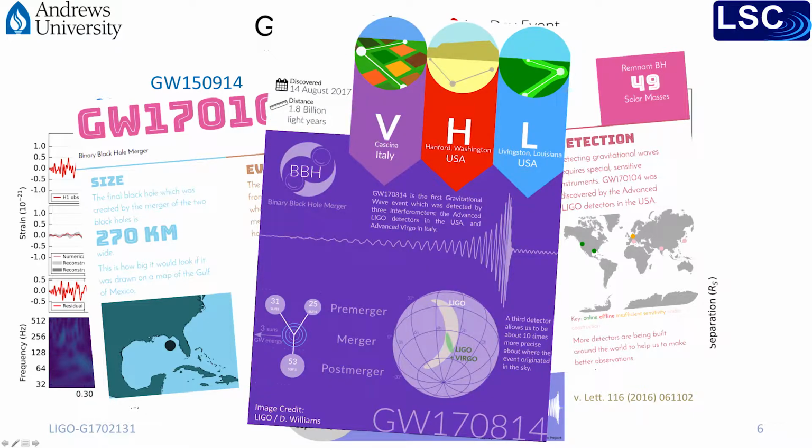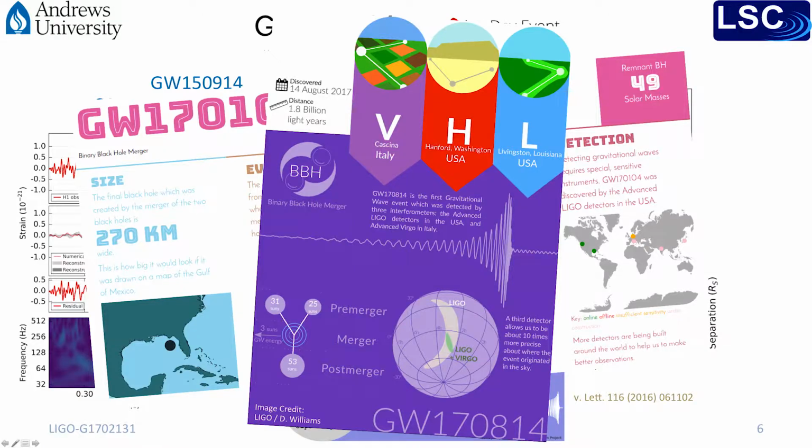And then yet again, more recently, it was announced that we had measured a 31 and 25 solar mass black hole, and they combined to form a 53 solar mass black hole. And everyone was really excited about this last event because for the first time, Virgo was able to join the party. So this was the first signal that was seen in all three detectors, and that allowed us to do a much better job of triangulating where on the sky the signal was coming from.